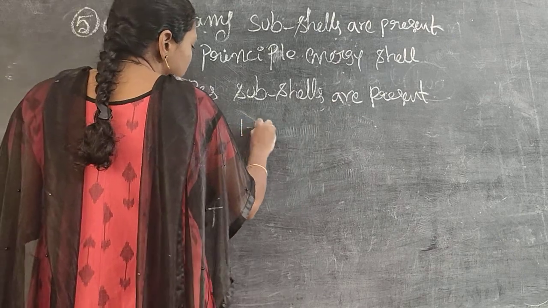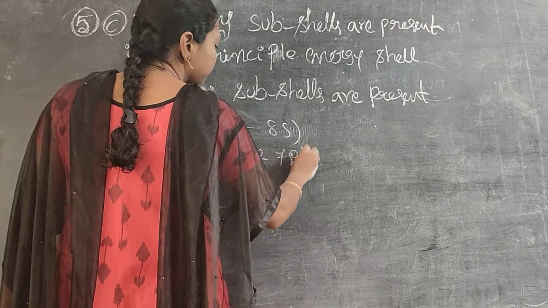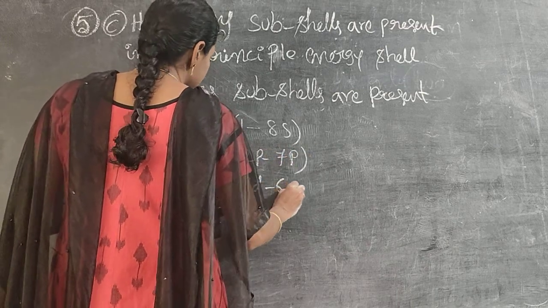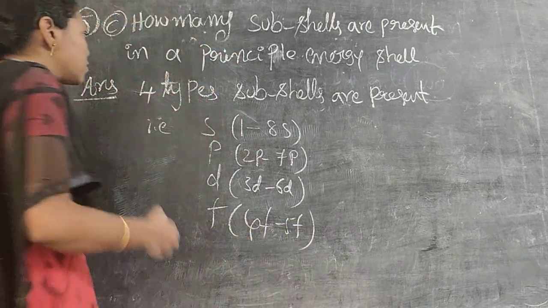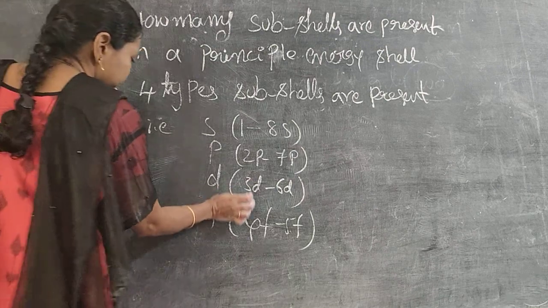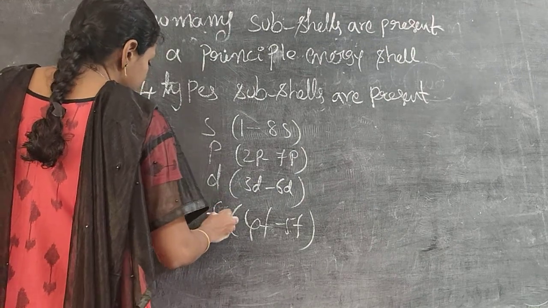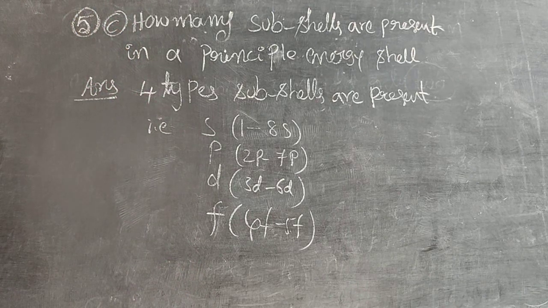In s, 1s to 8s. In p, 2p to 7p. In d, 3d to 6d. In f, 4f to 5f. So, there are 4 types of subshells present, that is s, p, d, f. In s again 1s to 8s, p 2p to 7p, d 3d to 6d and f 4f to 5f. These are the 4 types of subshells present in a principal energy shell.